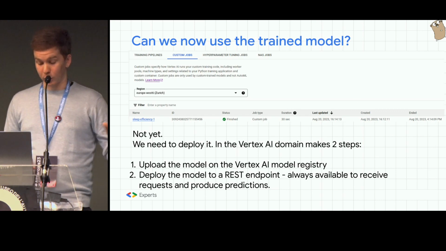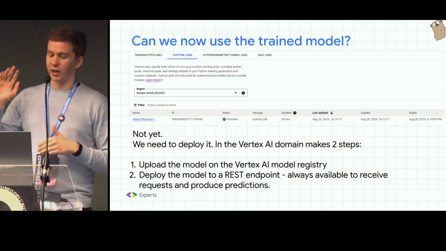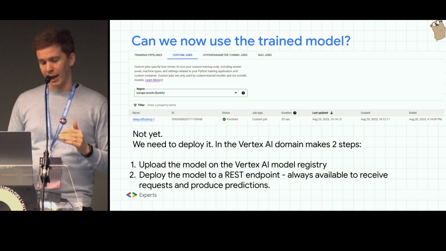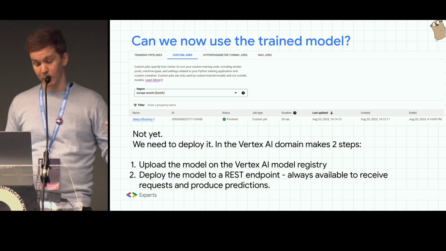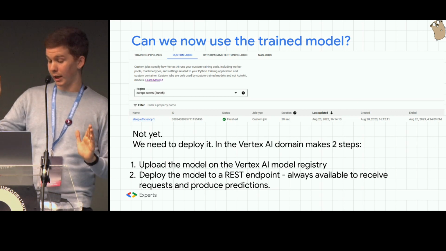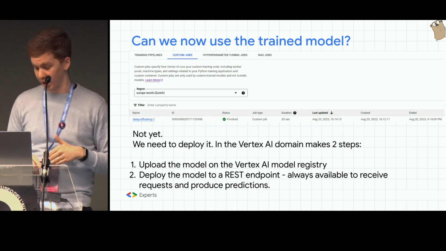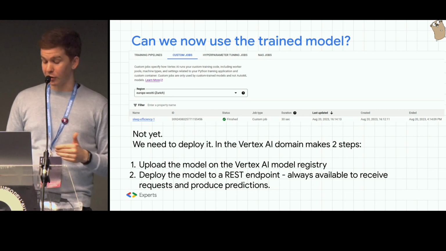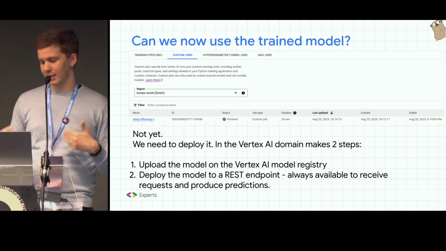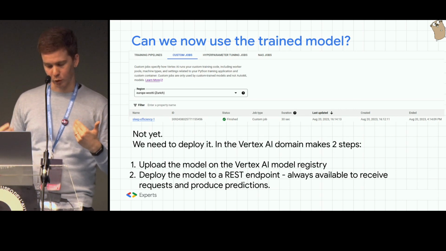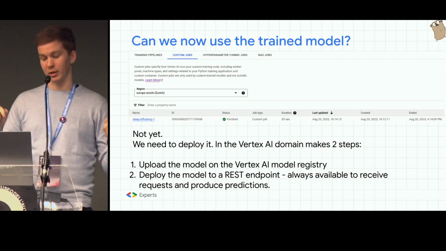So this is the outcome. We can go in the Vertex AI, in the custom job section, and we see that our sleep efficiency model has been trained. The custom job executed correctly, lasting 30 seconds in this case. But unfortunately, this is the cloud, and the cloud is quite boring to work on, so we cannot use it like this.